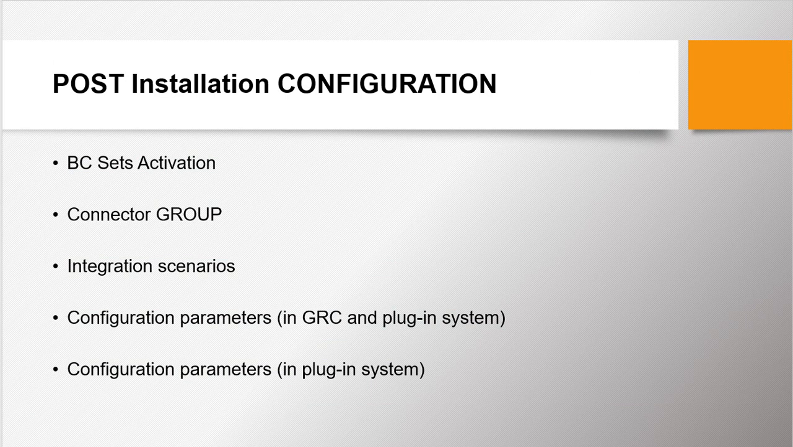Now let us see briefly what the different configuration or post installation steps are that you would need to perform for implementing GRC BRM module. Basically you need to activate BC sets, and then you have to work through assigning connectors to the connector groups, and then adding connectors to the required integration scenarios, and then you also have to associate actions and assign default connectors.